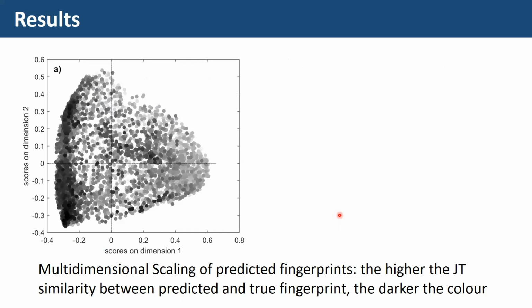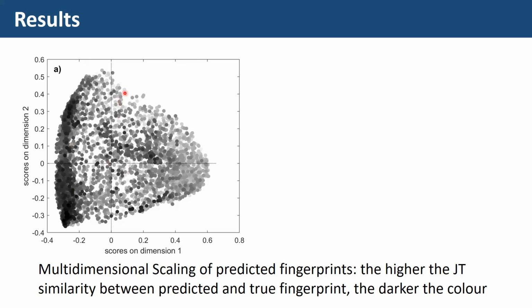We got the predicted fingerprints, and we calculated a multidimensional scaling for the predicted fingerprints of the test set. Multidimensional scaling is very similar, if you are not familiar, to PCA, but it's used starting from a distance matrix. Here, the predicted fingerprints are binary data, so we prefer this approach instead of PCA, but the information is the same.